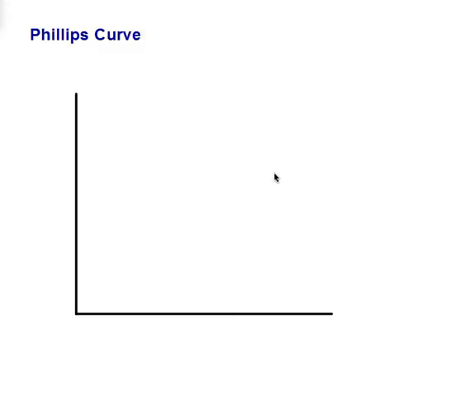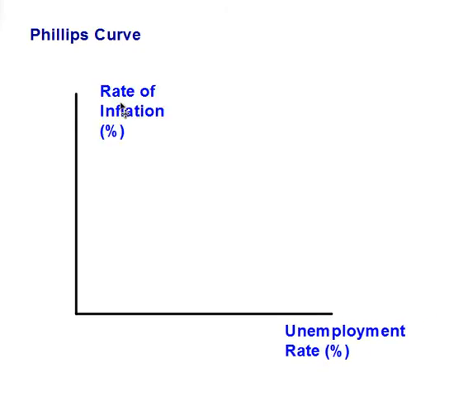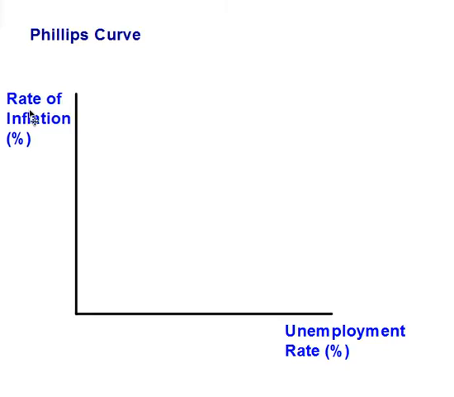Short run Phillips curve. First, start with your labels. Make sure you have rate and the percentage in there. And the short run Phillips curve is going to be downward sloping.